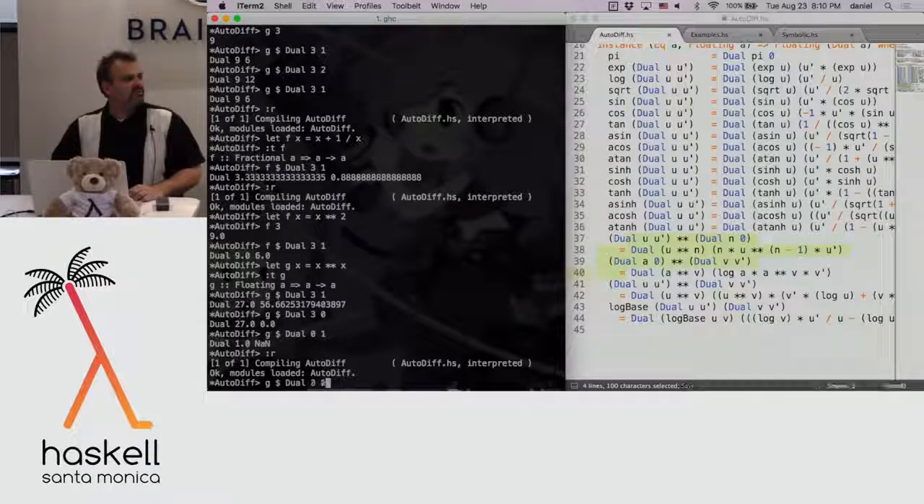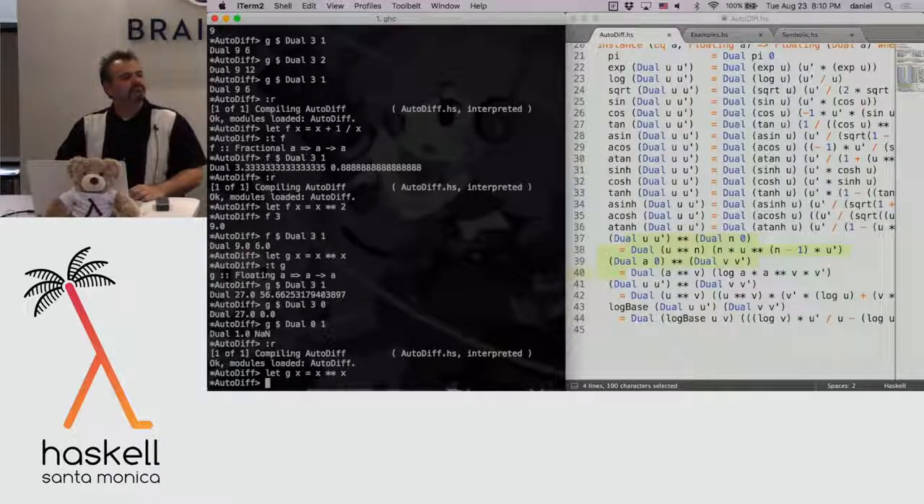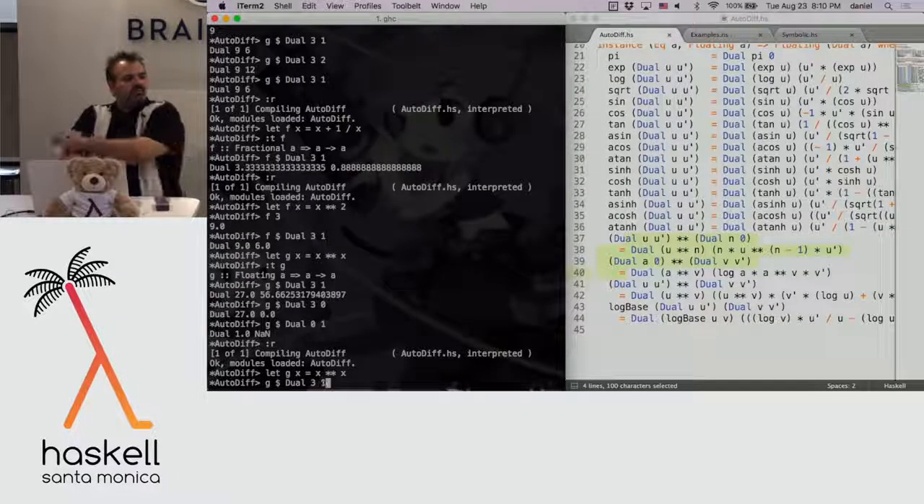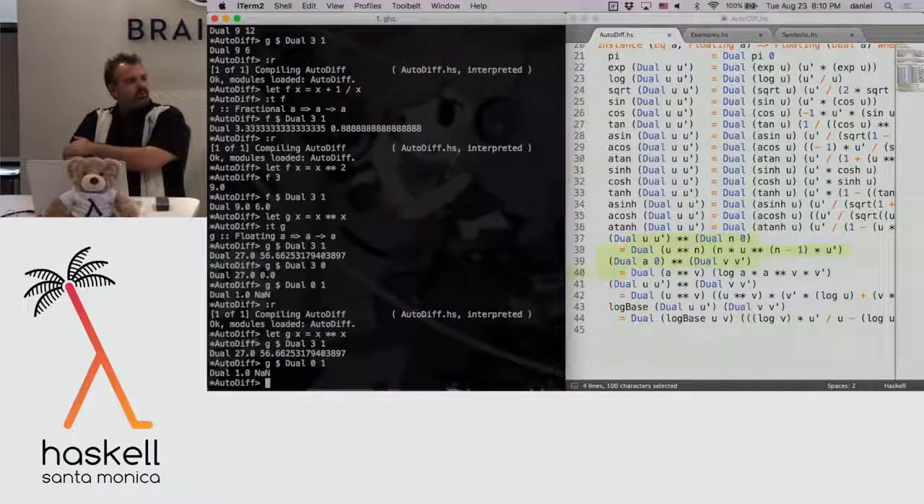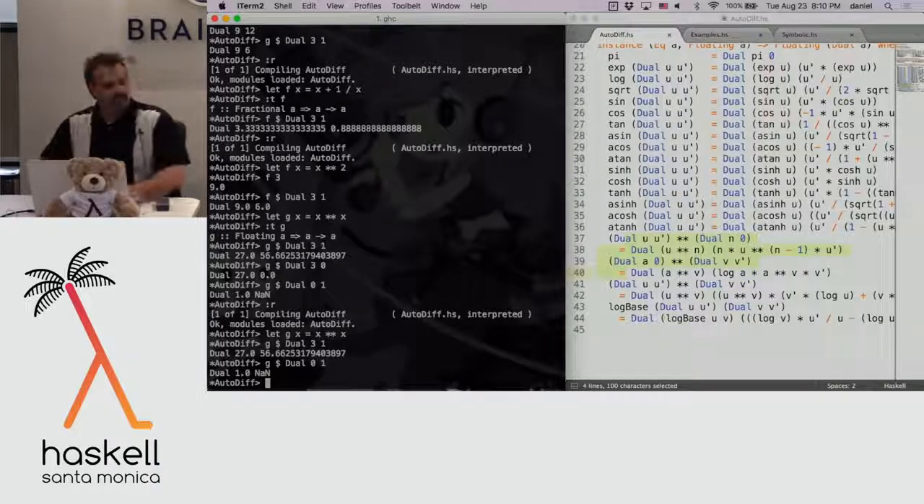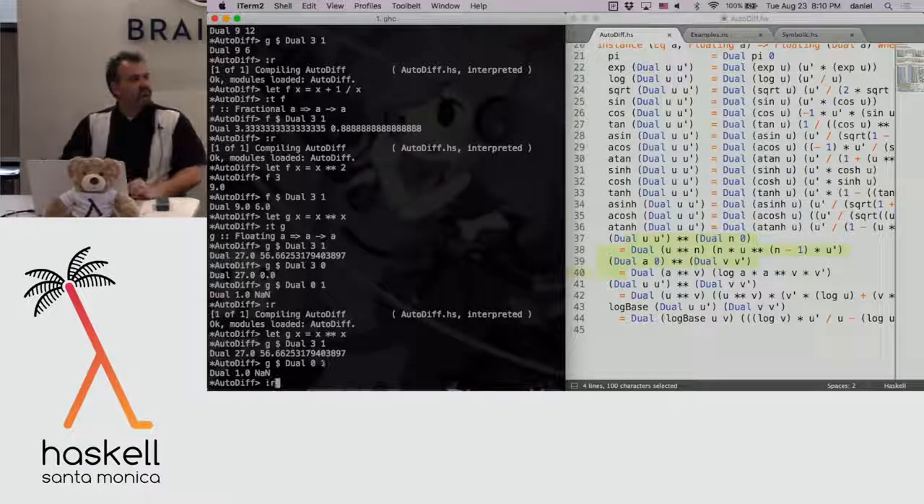Okay, so we need this g. And we want to apply that to dual 3, 1. And we want to apply it to dual 0, 1. Still broken. So that's unfortunate. Okay. But what about our f?